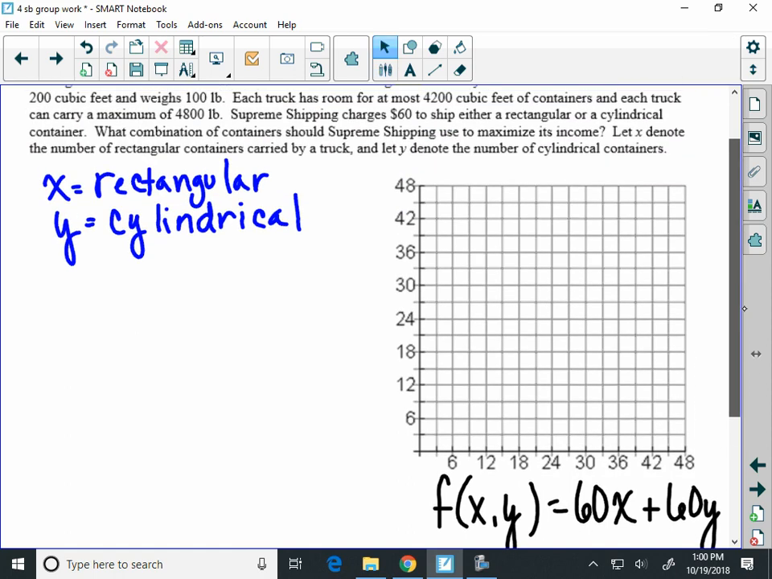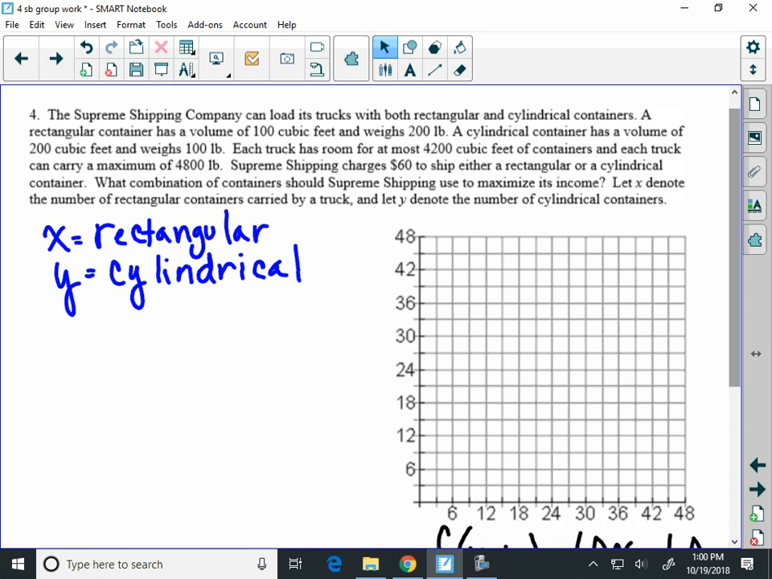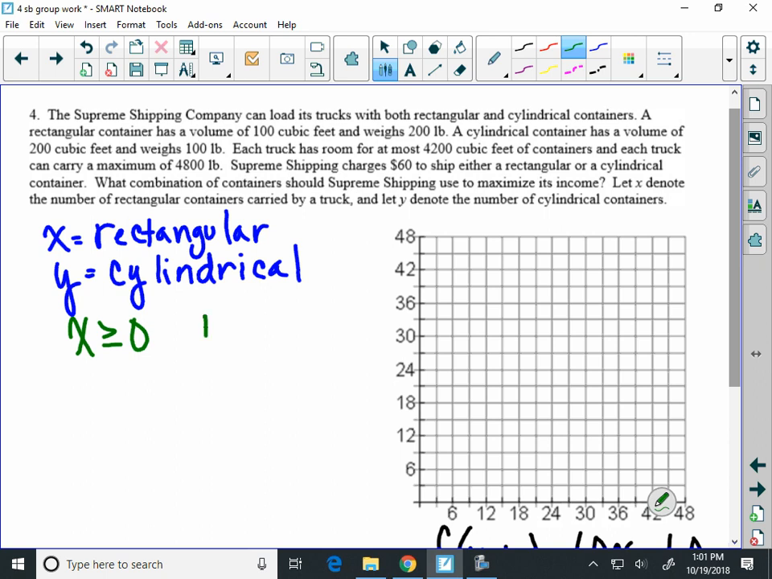And third, if we're going to make any money at all, we need to assume that we're going to ship some rectangular and some cylindrical. So we just need to get our other two inequalities, and remember, if you can, write them side by side so that you can put them in slope-intercept form right underneath.